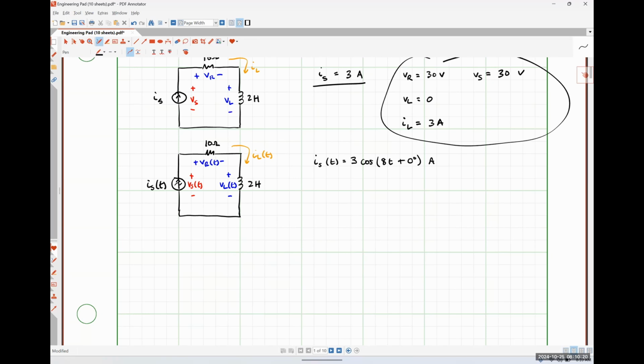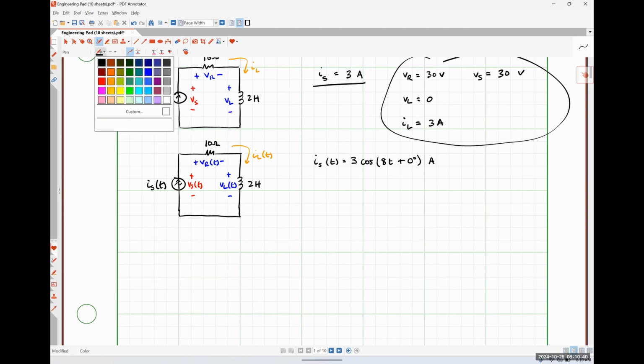So when we had a DC excitation source, we got DC responses. So it stands to reason that when we have a sinusoidal excitation source, we should have sinusoidal responses, okay?